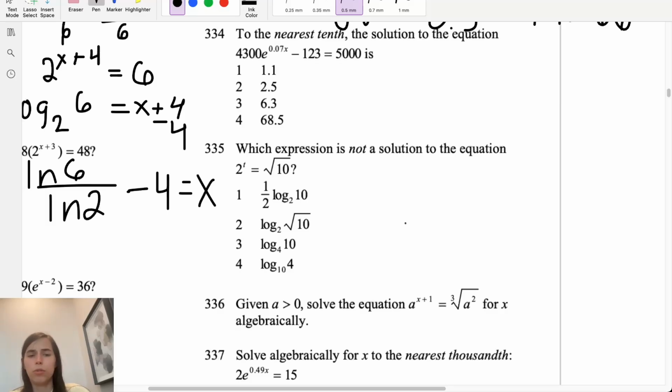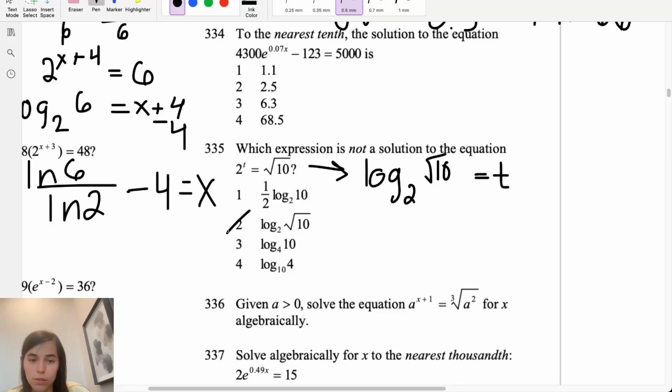All right, so let's jump down to number 335 here, and we want to find which expression is not a solution to this equation. So basically, I'm going to look at the different ways that we could rewrite this, and that is, well, first of all, if we want to rewrite this in log form just as it is, this would be log base 2 of the square root of 10 equal to t. And look, that is an answer choice, so when it's saying not a solution, this one won't be it.